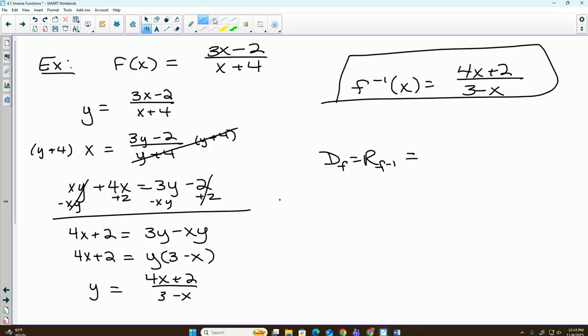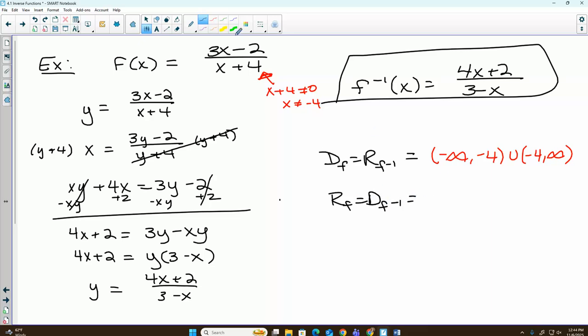So looking back at my function, so fraction, so you know the bottom can't be 0. So x can't be -4. Original. You're a step ahead of me. The range of the function is the same as the domain of the inverse. So looking at this, my inverse, the bottom can't be 0. So x can't be 3. So negative infinity to 3 union 3 to infinity.